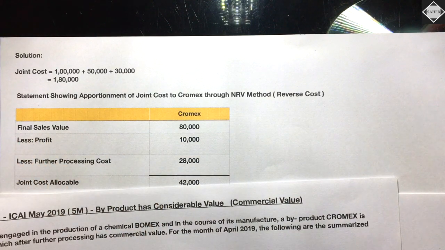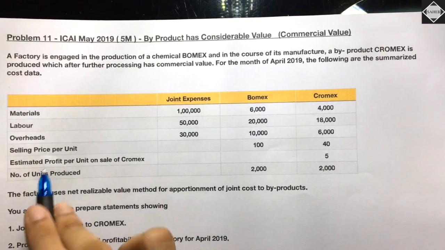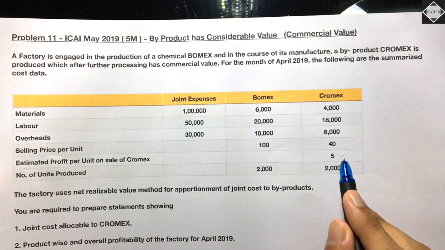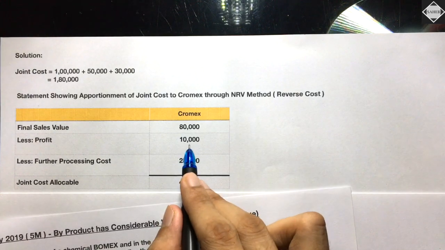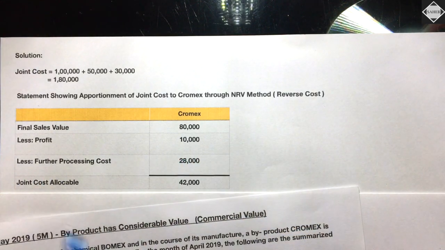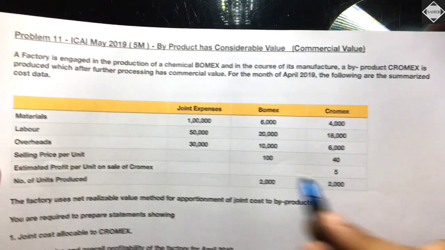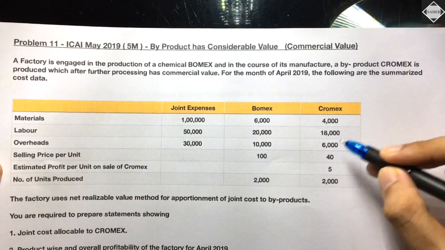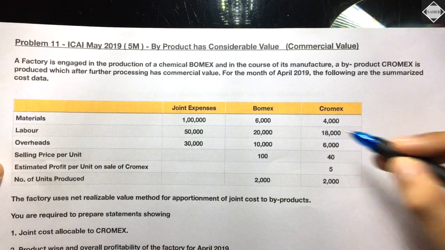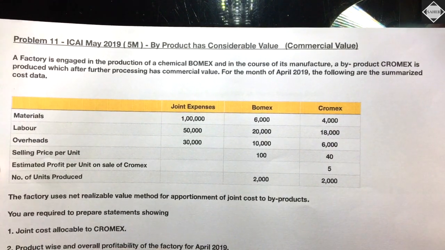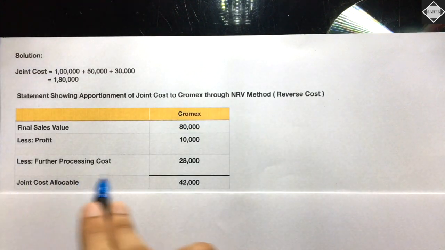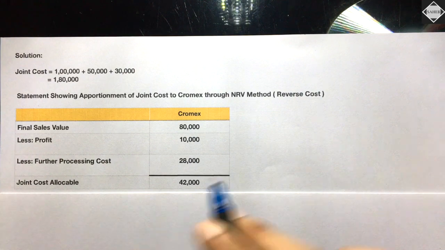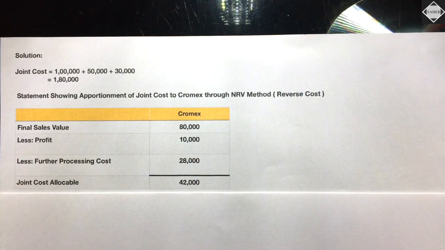Then you have to subtract first the profit. Profit per unit is rupees 5. Number of units produced is 2000. So 2000 into 5 is equal to 10,000. Less profit. Then further processing cost is directly given over here: material, labor, overhead separately, 4,000, 18,000, 6,000. Just add it up. 18 plus 4 is 22, 22 plus 6 is 28,000. So less further processing cost, 28,000. You will get the joint cost that is allocable to Chromex. That is 42,000.